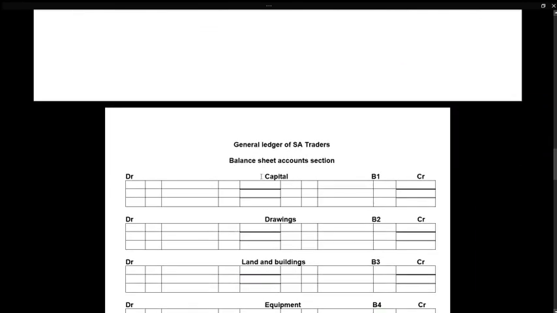Capital is an owner's equity account, and its signs are minus plus. Okay, let's just fill that in a bit better. Minus plus is the signs for capital. The amount we received was 320,000 rand. Just going to put bold off.